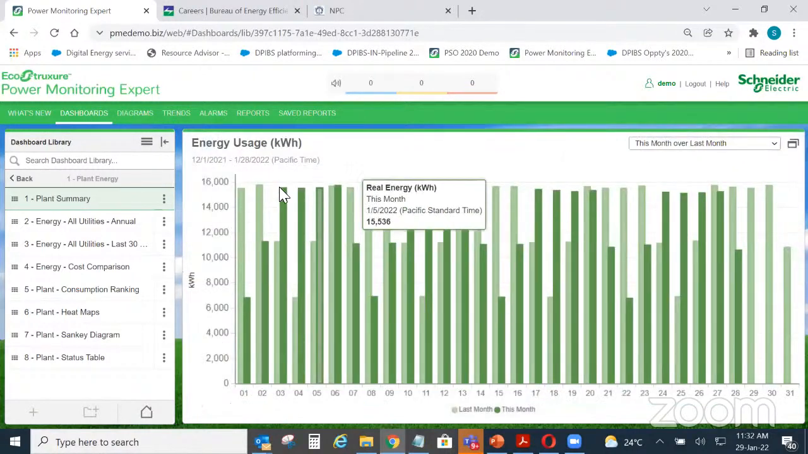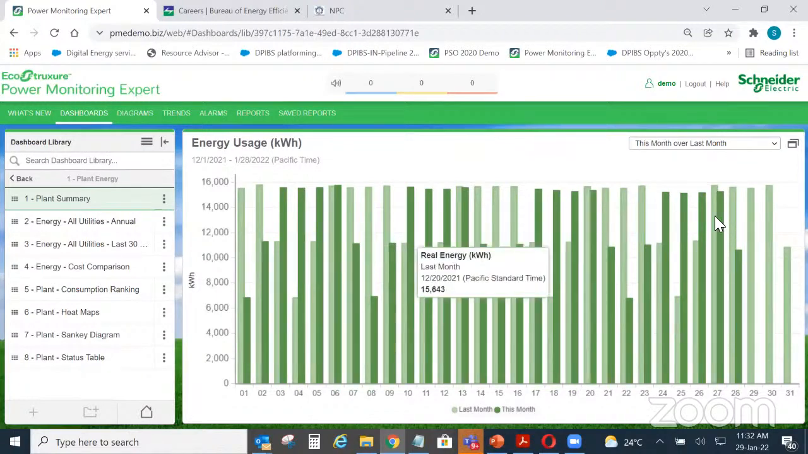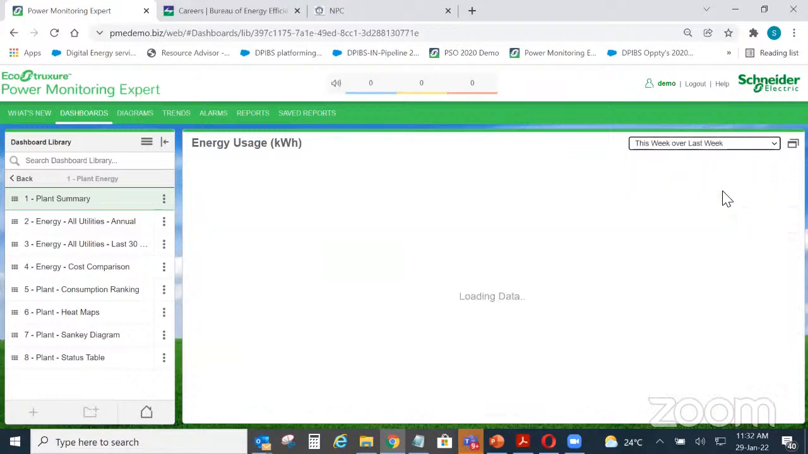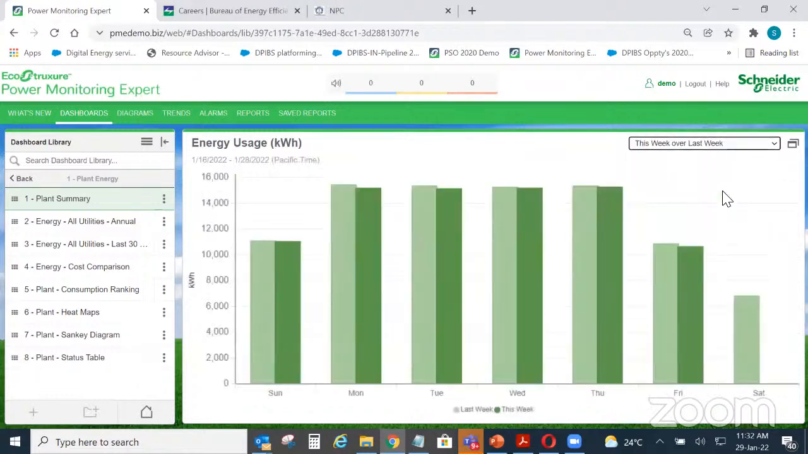If you see here, for example, I am able to see my energy consumption data, live data. This is a dashboard of software which is running for a digitization program. Here you can see the live data: what is my energy consumption last month versus this month? And if I want to change to last week versus this week, if I click here, I should be able to know the last week versus this week consumption.